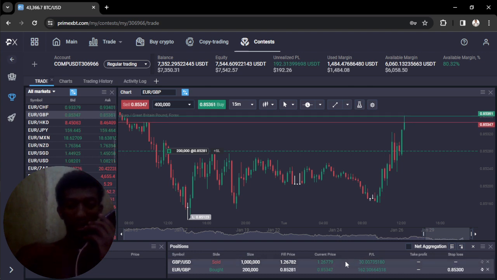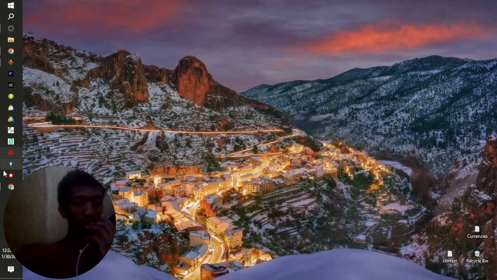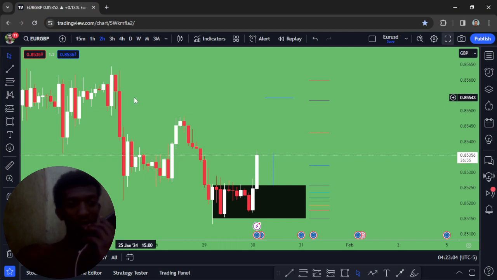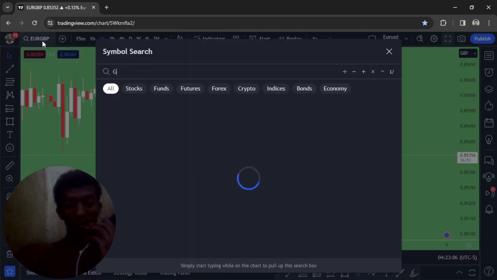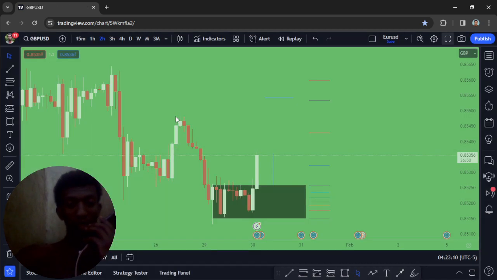Next is pound dollar. As you can see, pound dollar is also in profit, as you can see right here. So let's see it. Pound dollar is a little bit, for now, higher time frames.